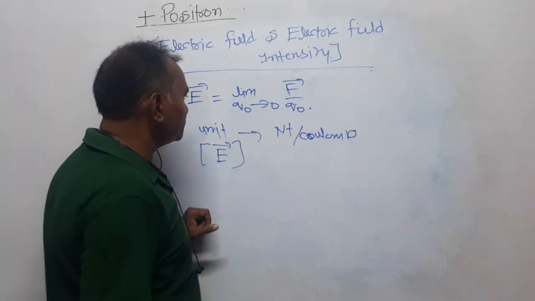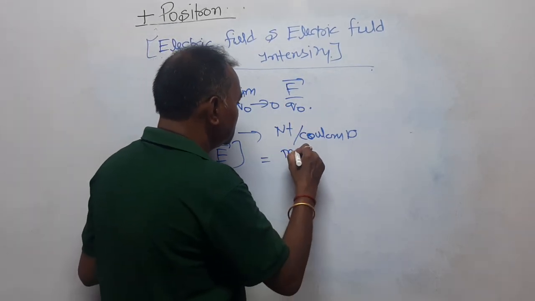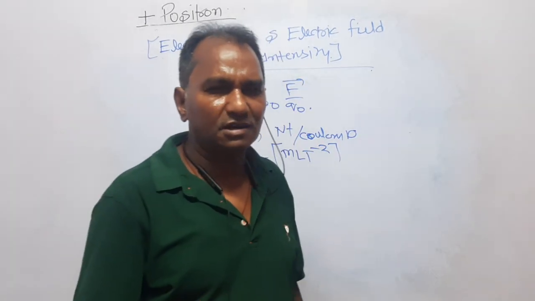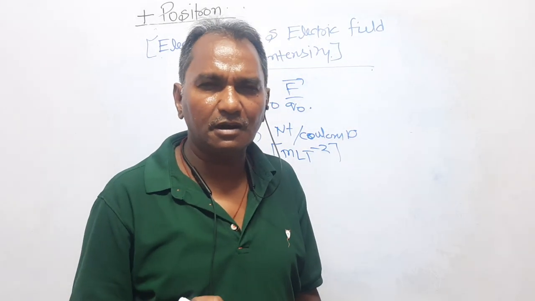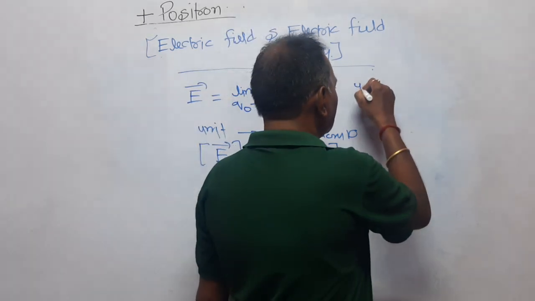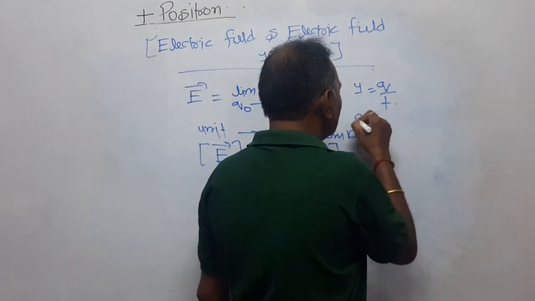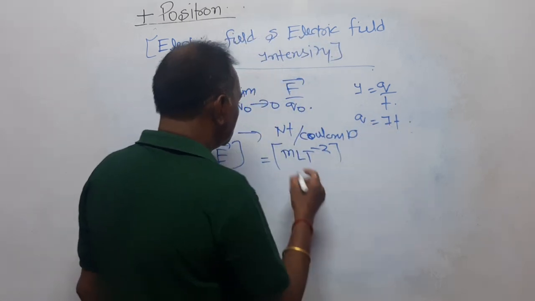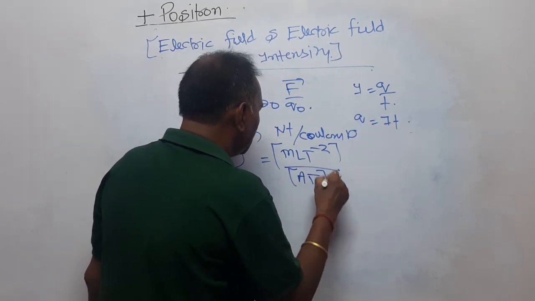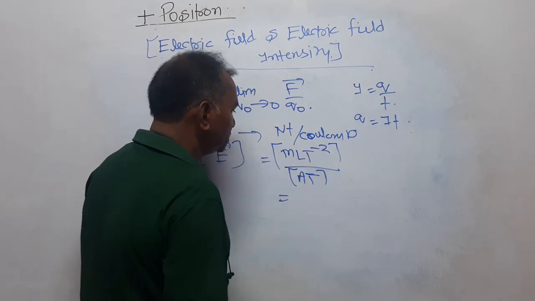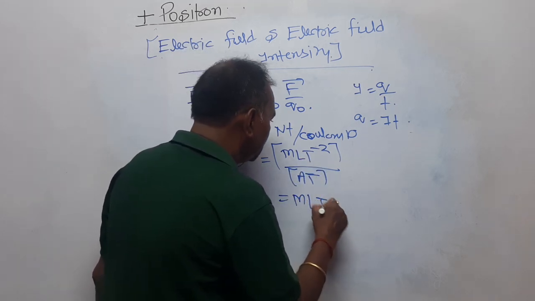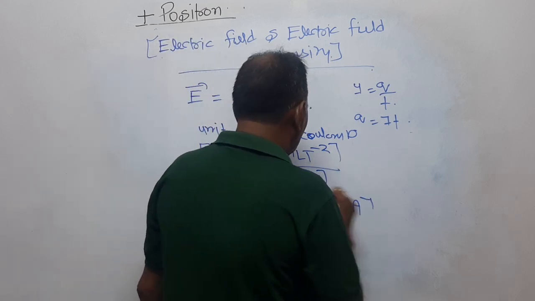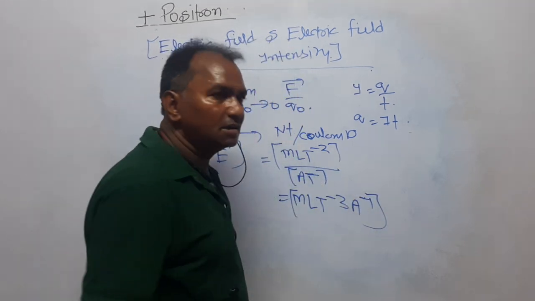dimension. And the dimension of electric field: F is a force, MLT minus 2, and Q is not a fundamental quantity. You know, charge is not a fundamental quantity, but current is a fundamental quantity. I is equal to Q upon T, so Q is equal to IT. So charge, that is Coulomb, is ampere into time, so it is A into T, and if you bring this to the denominator, then it becomes M L T minus 3 A minus 1. This is the dimension of electric field intensity.